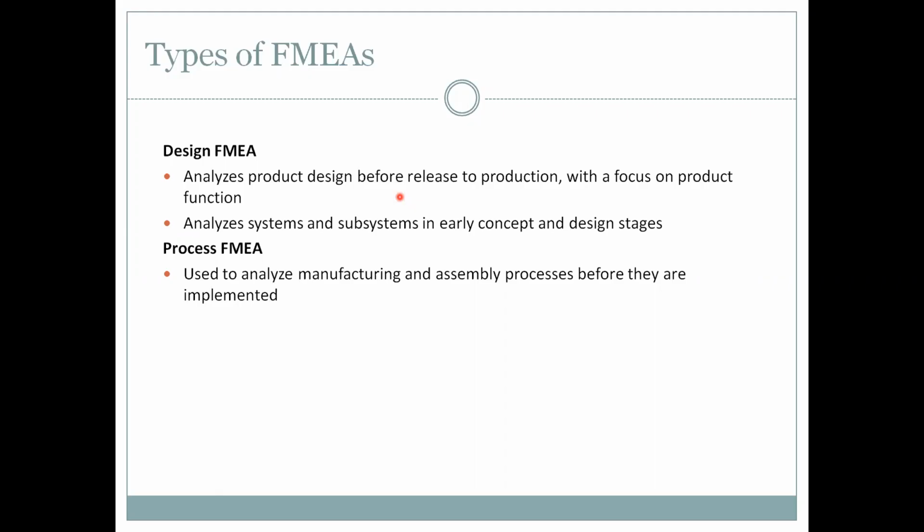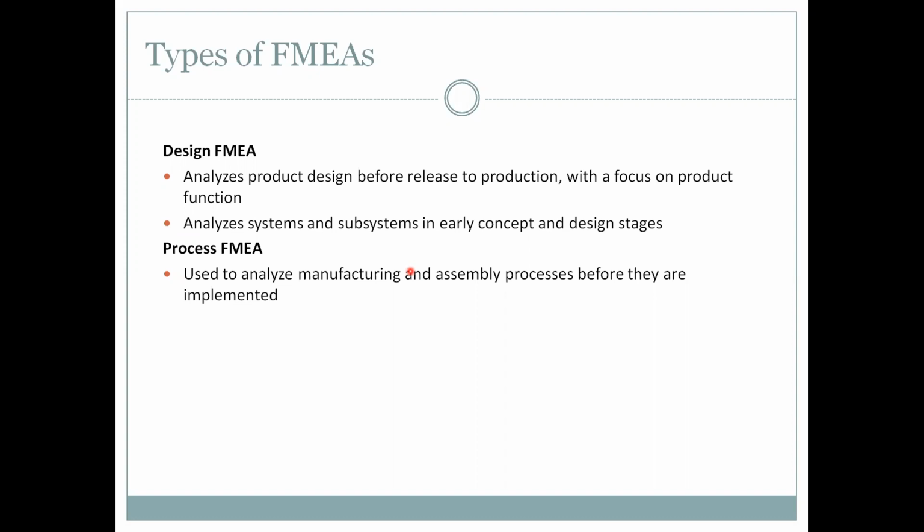And the process FMEA, we normally do when we are doing manufacturing or assembly processes, before they are implemented. For example, I'm doing a Six Sigma project to improve productivity. I have identified some root causes and recommended some solutions for implementation. But before implementing those solutions in full production, I have to do a process FMEA. By making the particular change in the process, is there any possibility of failure in the product or in the process?